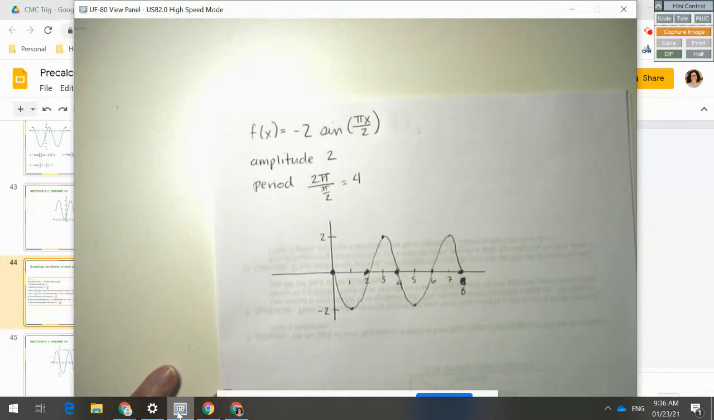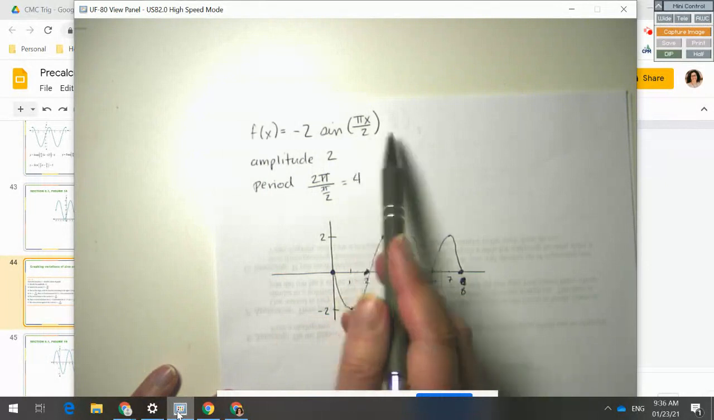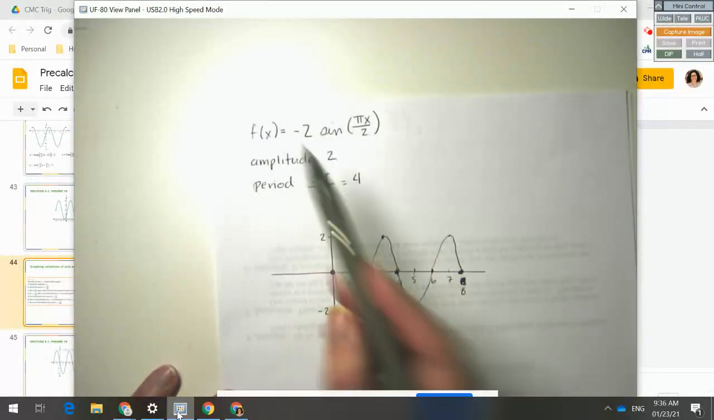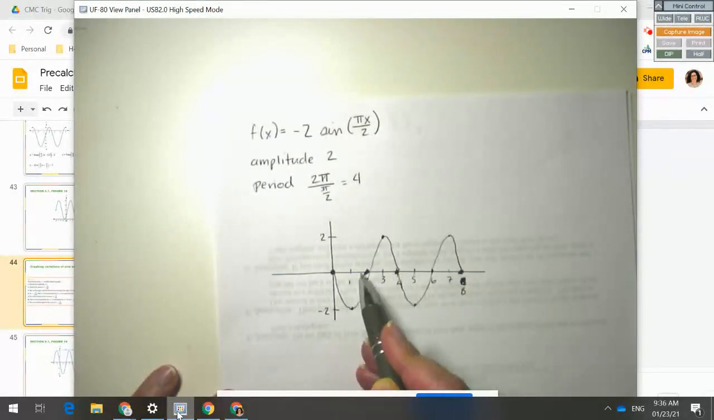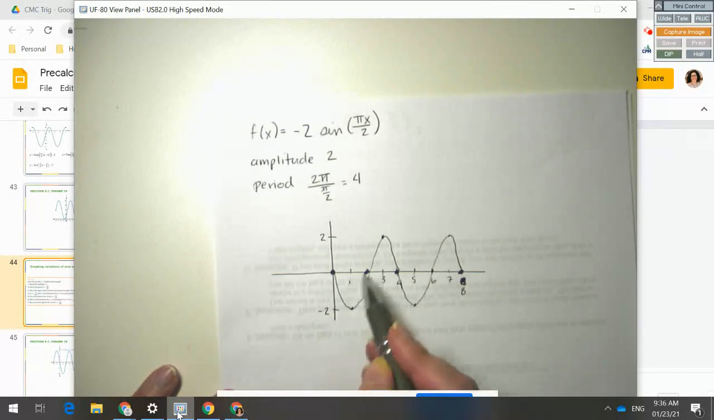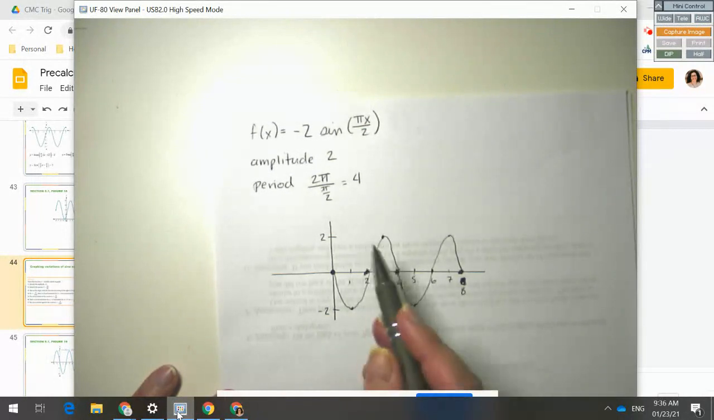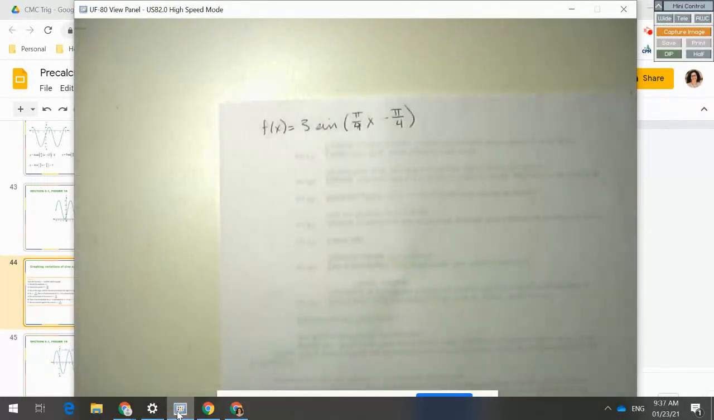Okay, so we find the amplitude, we find the period, we see if there are any horizontal shifts, we look at reflections, right? And then once we have all that information, we mark the beginning and end of our period, we mark the halfway point, and then we mark a few points. So we mark those 3 points for sure, and then maybe the points halfway between. So those 5 points make our sine curve or our cosine curve.